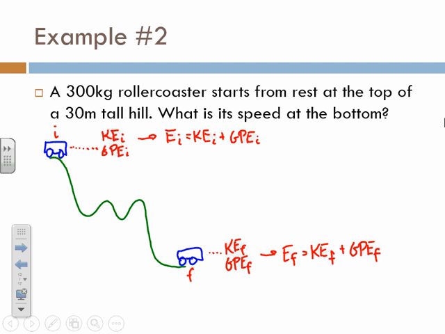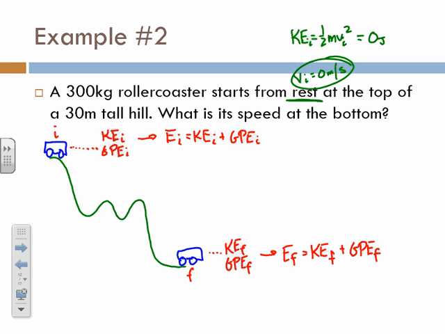Now, what's interesting here, though, is this actual problem. We have this 300 kilogram roller coaster starting from rest at the top of a 30-meter tall hill. And since it's starting from rest, that means its initial velocity is 0 meters per second, all right? And we know that kinetic energy is equal to 1/2 mv squared, right? So that must mean that if my initial velocity is 0 meters per second, my initial kinetic energy is 0 joules, all right? So that makes this just 0. And all of my energy at the very beginning is just gravitational potential energy.